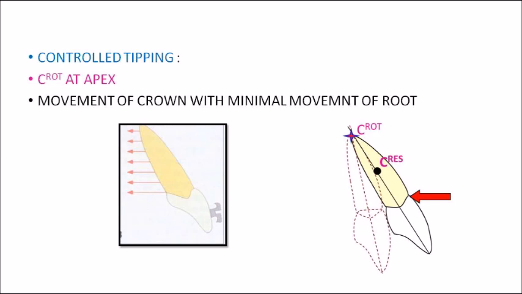So the load is felt from apical to coronal over a large area, whereas in uncontrolled tipping the load was felt only in two small regions and hence the pressure felt at those points was very severe. But here the load is distributed over a large area, so the pressure felt in the periodontal ligament will be less, and this kind of movement is less harmful to your tooth.